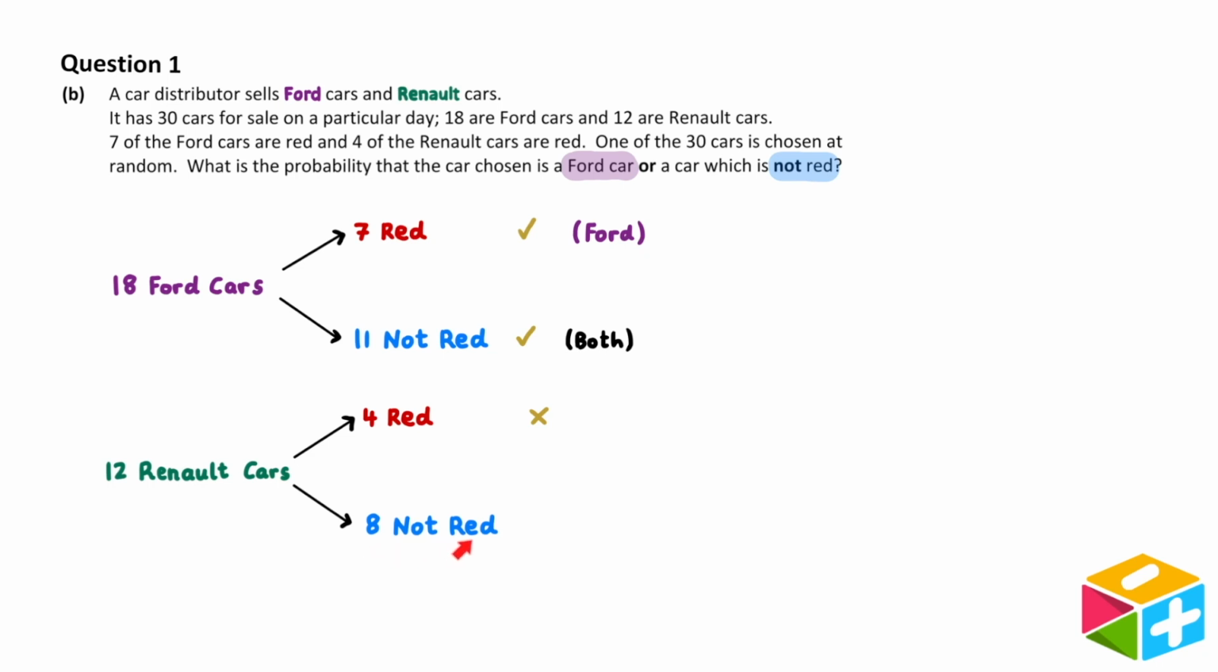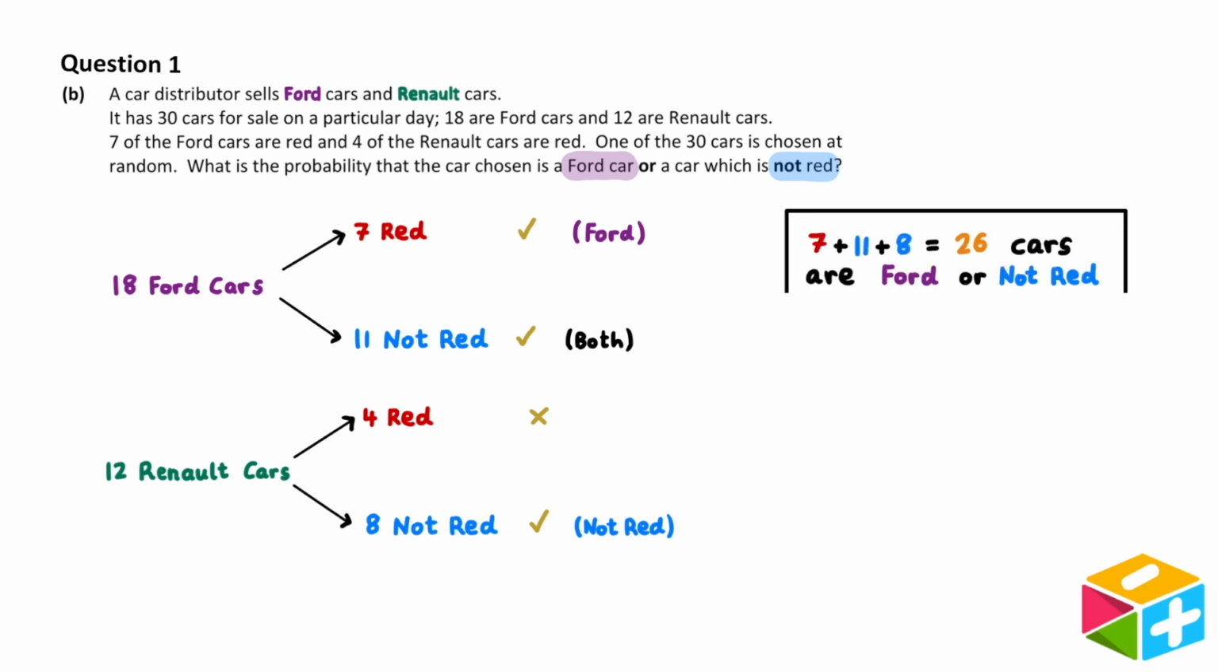Finally, we had 8 Renault cars which were not red. Since these are not red, we will want to include these. So, we have a total of 7 plus 11 plus 8, which is 26 cars being Ford or not red.